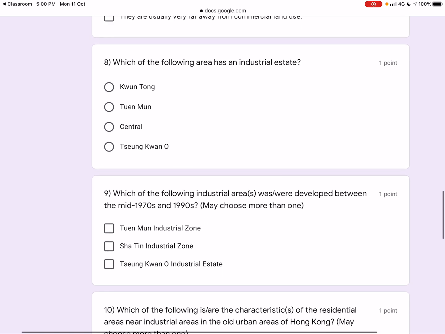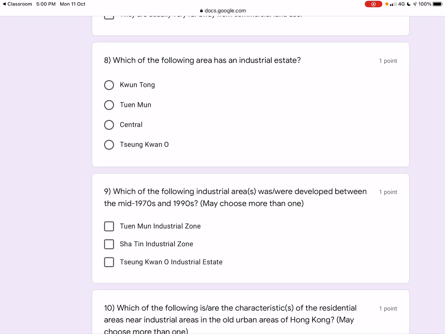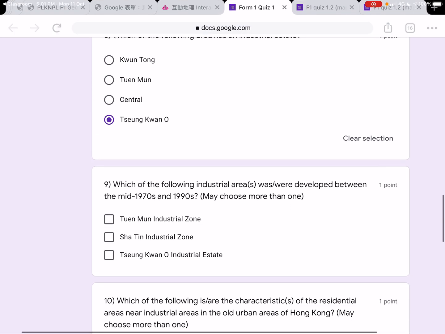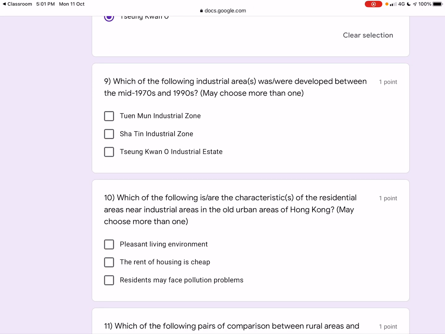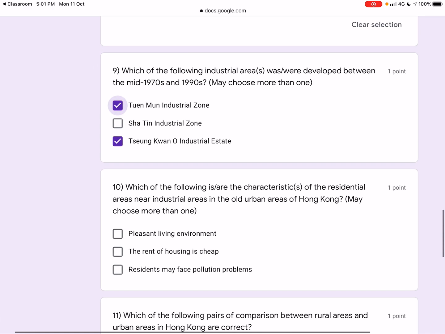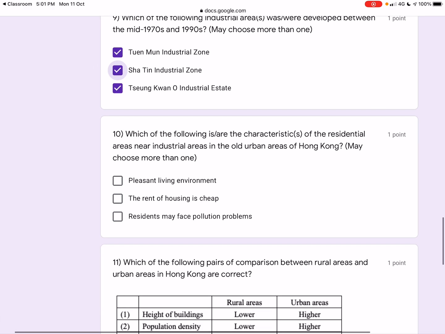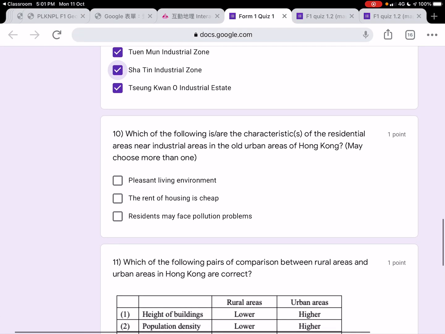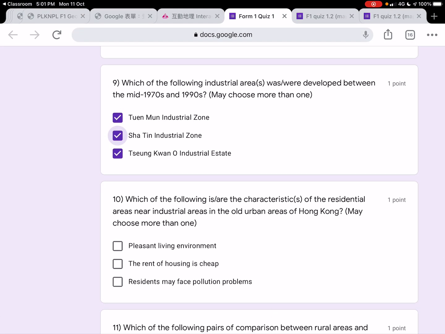Which of the following areas have industrial estates? As I told you, TV Buddy is always found in Tseung Kwan O. Okay, Tseung Kwan O. Which of the following industrial areas were developed between the mid 1970s and 1990s? You may choose more than one. It should be Tseung Kwan O, Tuen Mun, as well as Sha Tin, all of them, because they were all built between the mid 70s and 1990s.